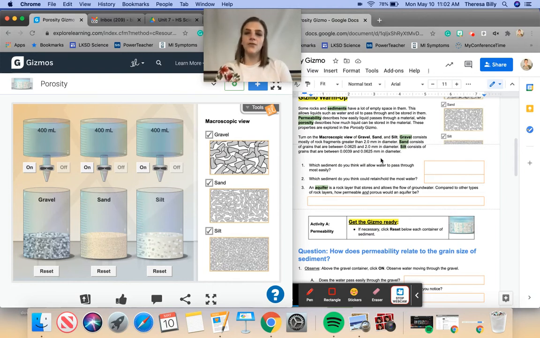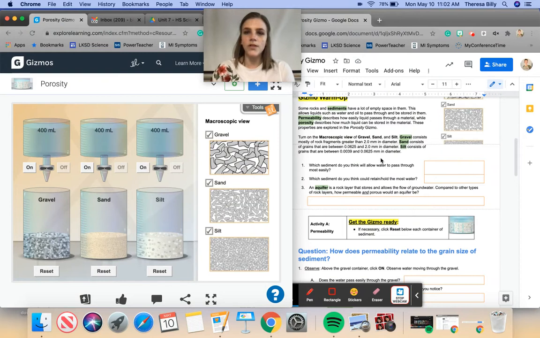Sand consists of grains that are between 0.0625 and 2 millimeters in diameter. So sand is smaller than gravel. Silt, those grains range between about 3 thousandths of a millimeter to 0.0625. So silt is so tiny, itty bitty.